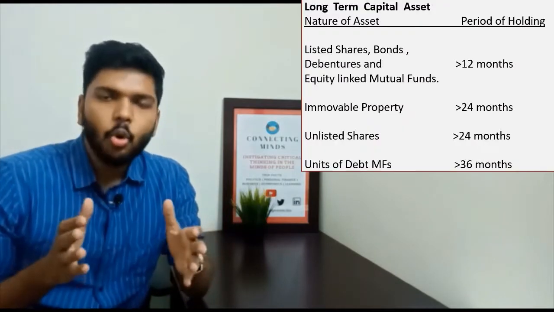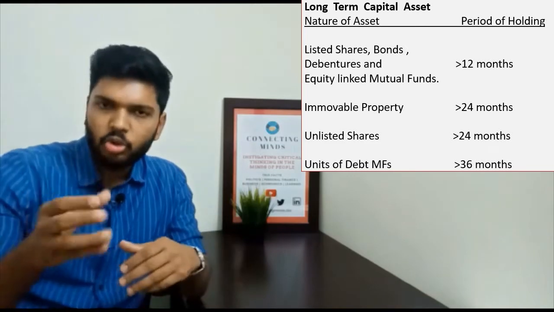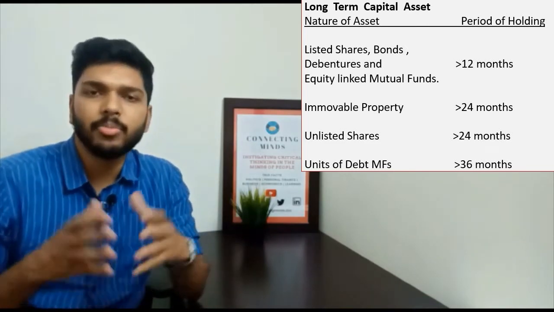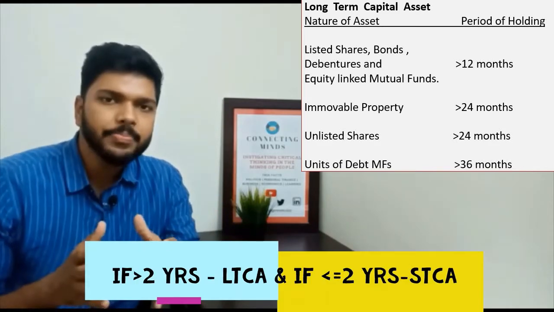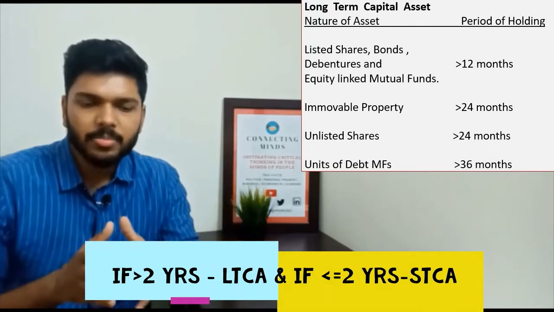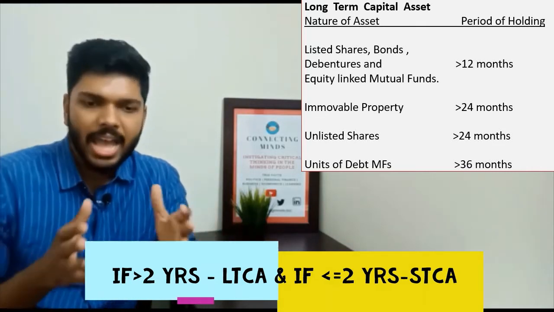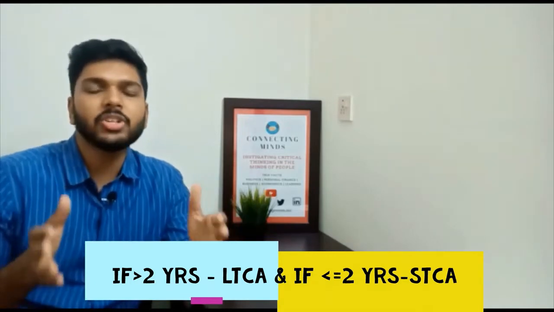As you can see in this particular table, different holding period is defined for different classes of assets. The most notable asset, of course, here is immovable property, be it land or building. And for immovable property, if the period of holding is more than 2 years, it is termed as a long-term capital asset. And if it is less than or equal to 2 years, the capital asset is a short-term capital asset.